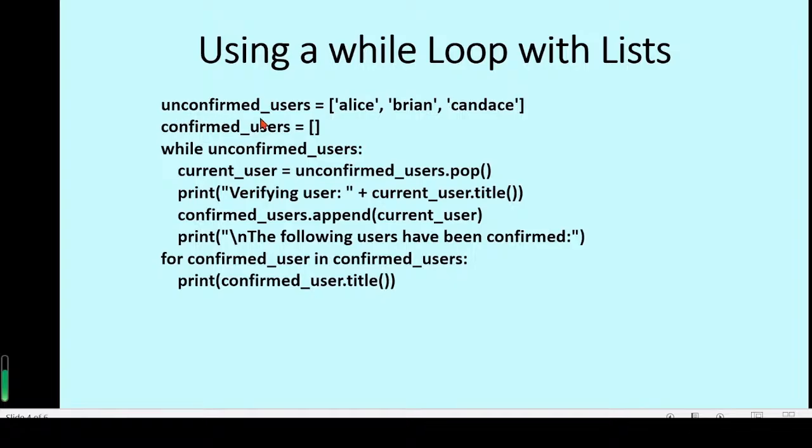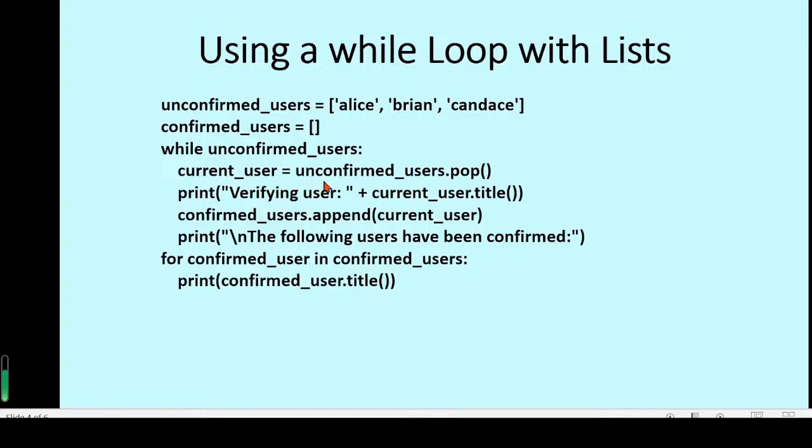So this is a list of unconfirmed users. Then we create an empty list called confirmed users. Next we use a while loop. The purpose of this while loop is to move each unconfirmed user to the confirmed users list after verifying. So while unconfirmed users means if the unconfirmed users list is not empty, there are users in this list, then we will run the while loop.